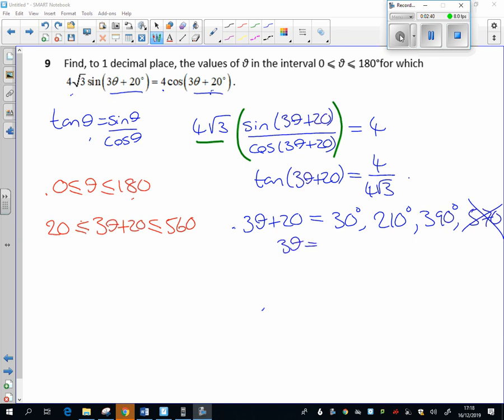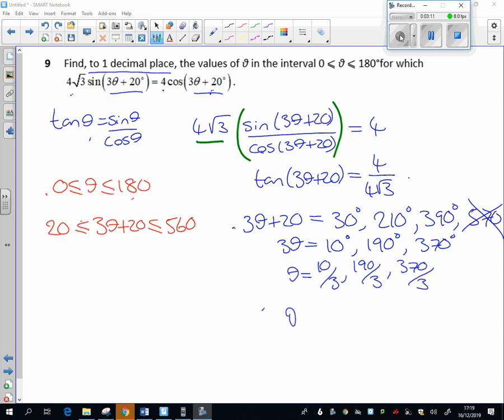So if I've got 3 theta plus 20, I want to minus 20 to get my values of 3 theta. And then I want to divide each of those by 3. So 10 over 3, 190 over 3, and 370 over 3. And depending on how they've asked the answers, right, so they have asked them to 1 decimal place, so I would then need to put those into the calculator.